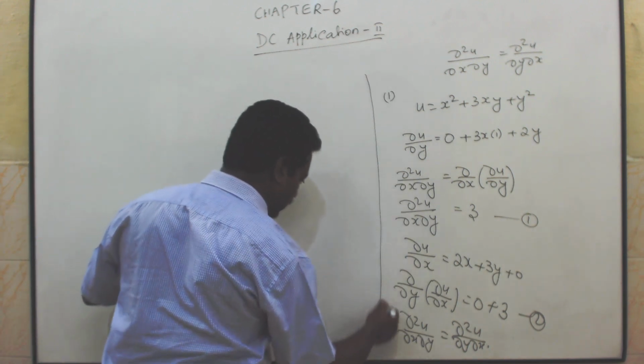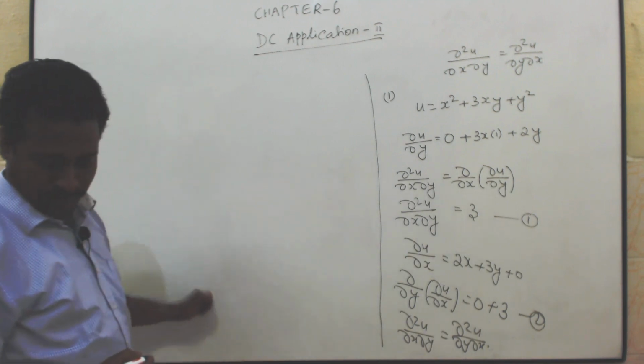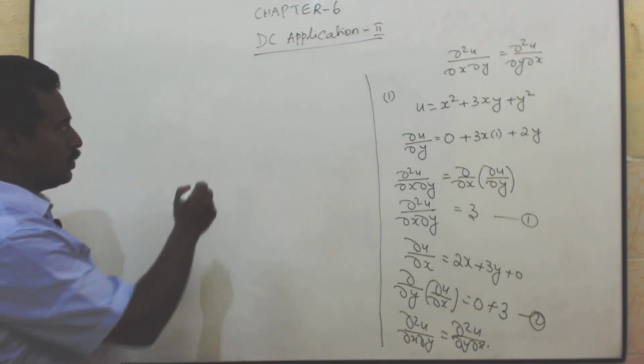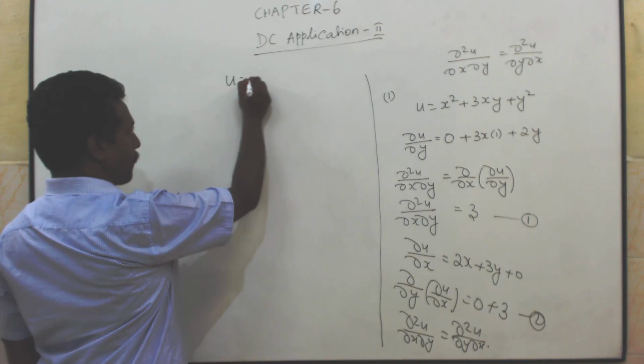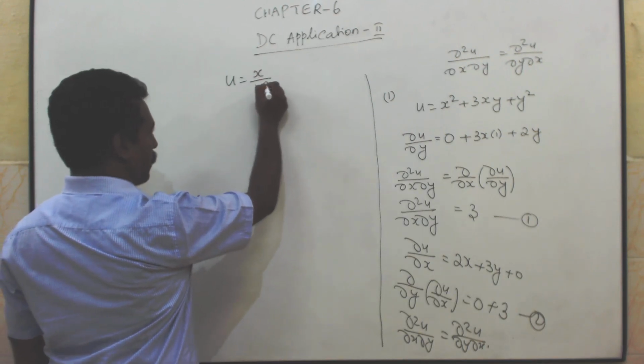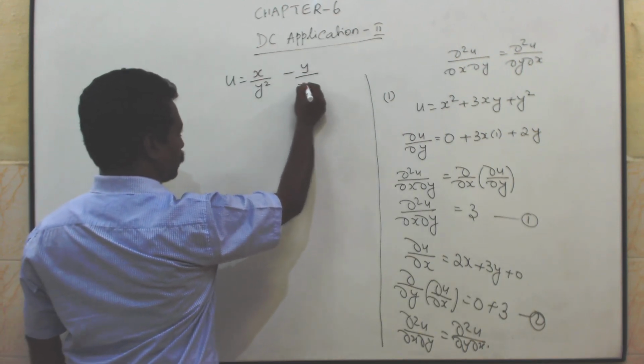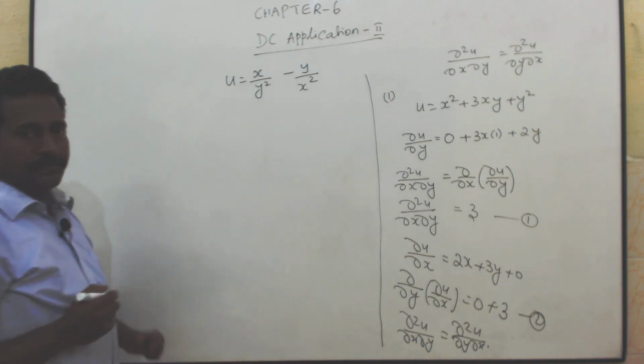Now, let us consider the second question. u equal to x by y square minus y by x square. That is the problem given.